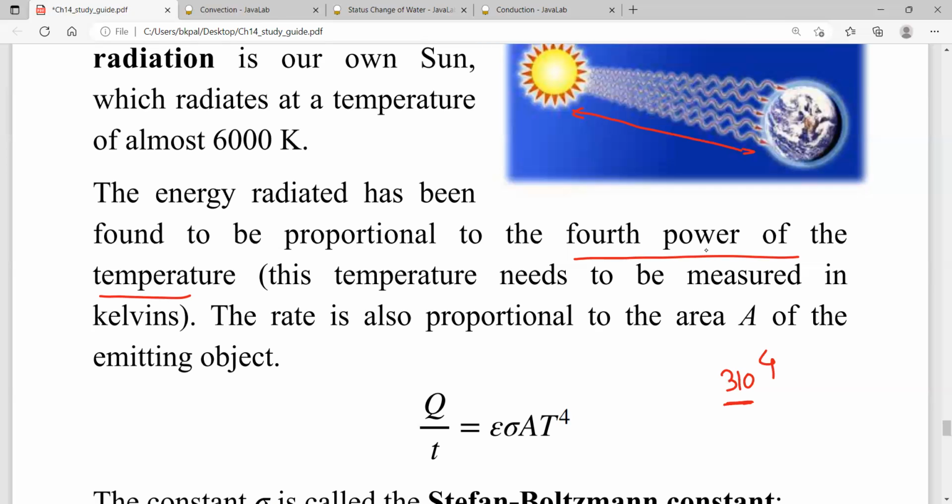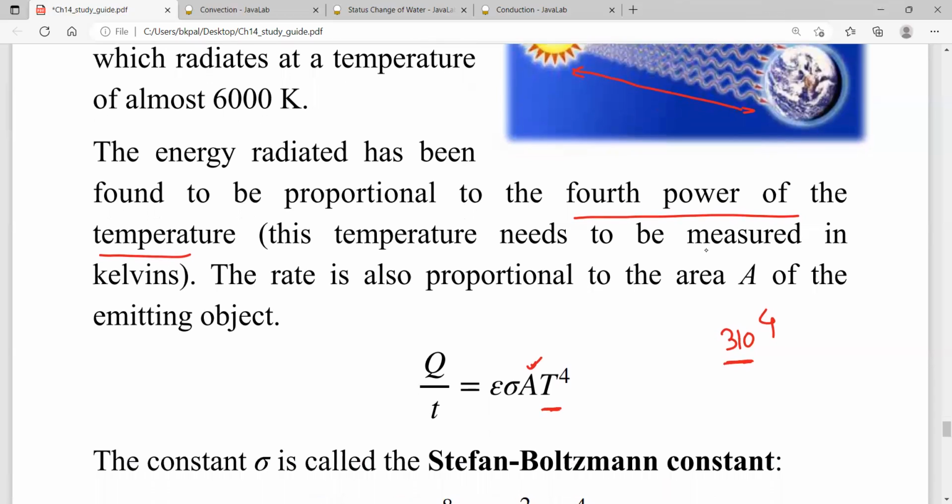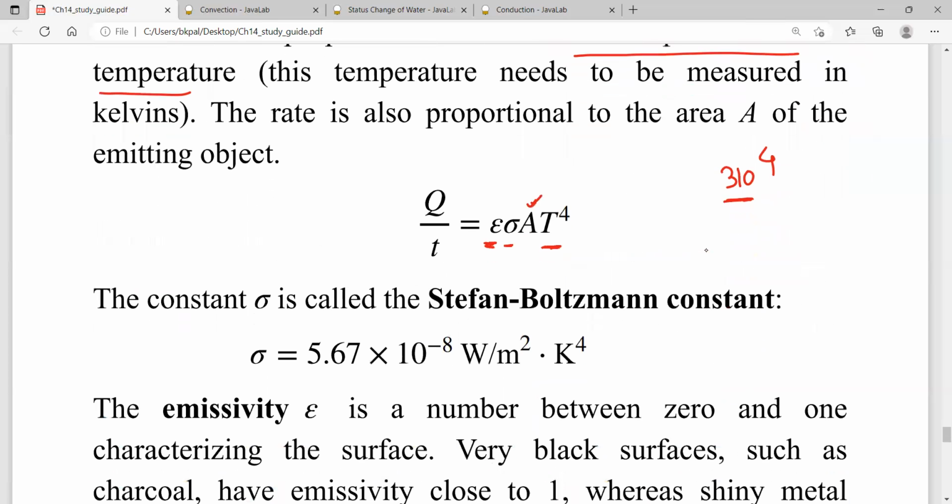It also depends on the surface area. So the rate of heat transfer here, Q over T, depends on temperature to the power 4, but it also depends on the surface area of the object, where A is the surface area. And then two other constants: epsilon is a constant, and sigma is a constant. Sigma is the same for all materials. It's called the Stefan-Boltzmann constant, and its value is this one.